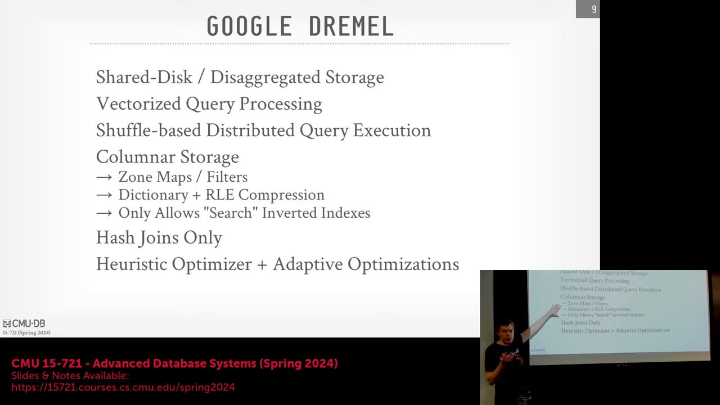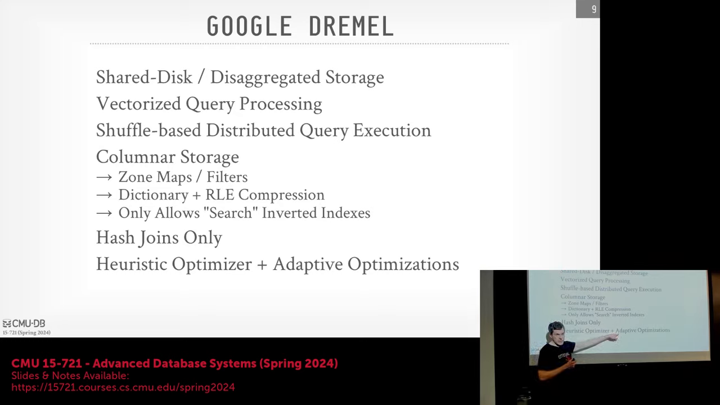Google's going to have their own proprietary format called Capacitor. We'll see that in a second, although there's not a lot of details about it. But it's basically going to look like Parquet and ORC, and I'm sure people are generating Parquet and ORC files internally at Google. But for this columnar storage, they're going to use all the tricks we talked about: zone maps, filters, dictionary, and RLE compression. The only index they support in the BigQuery service is inverted search indexes, to do LIKE and regular expression lookups on strings. They're only going to support hash joins, and then they use a combination of a heuristic optimizer and a very light cost-based optimizer when you have some statistics, but usually they don't.